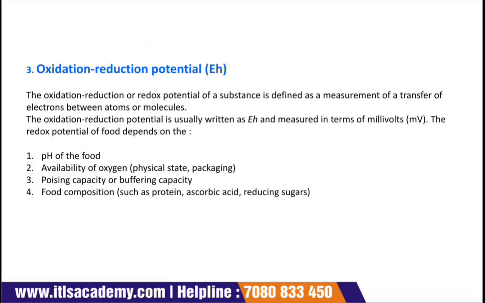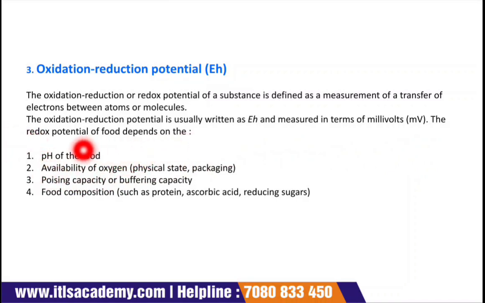Now comes the oxidation and reduction potential, that is Eh. The oxidation and reduction potential, also known as the redox potential of a substance, is simply defined as the measurement of the transfer of electrons between atoms and molecules. It is usually written as Eh, and it is measured in millivolts, that is mV.